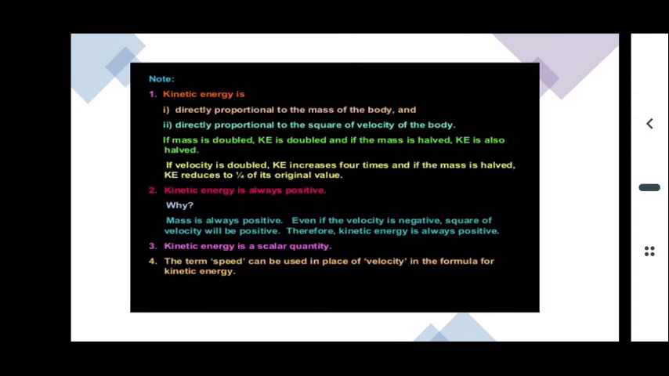So again, we'll come to a note. This kinetic energy is directly proportional to the mass of the body. When the mass is more, when the weight of the body is more, kinetic energy will be more, and when it is less, the kinetic energy will be less.